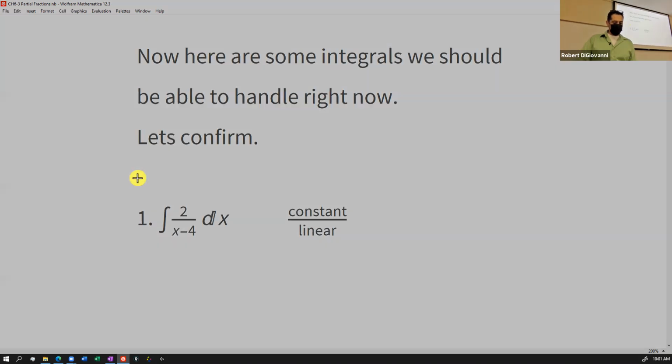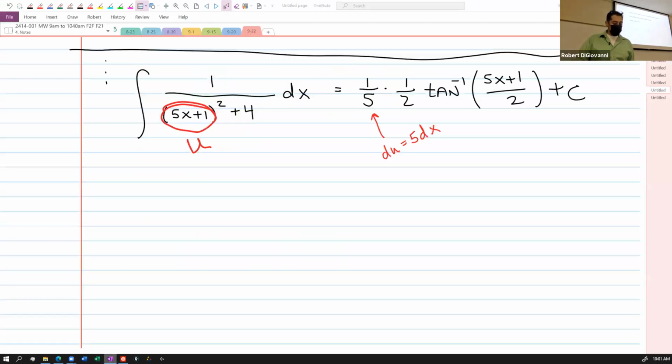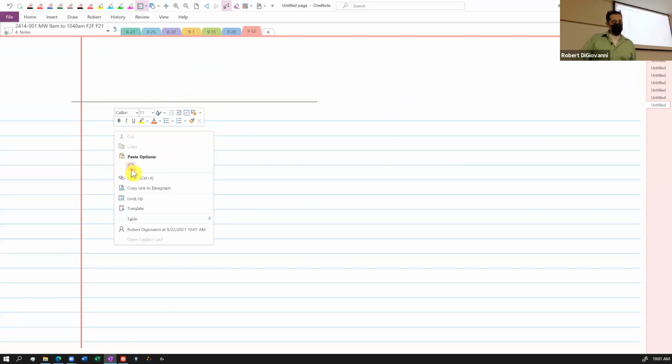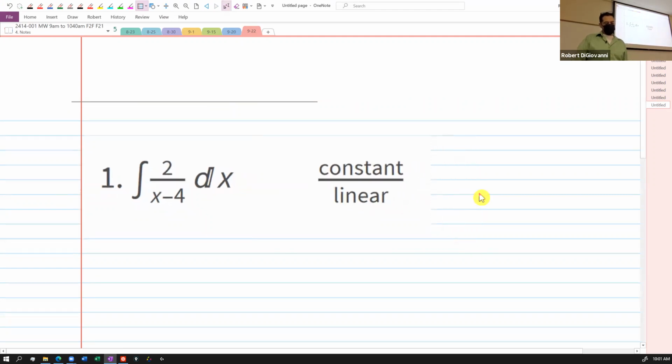Now, just like everything else in this class, these first 7 or 8 problems I'm about to show you, you theoretically should be able to handle right now. If you can't do these, you can't do the next part of this section, because everything in the next part is going to take us back to this.